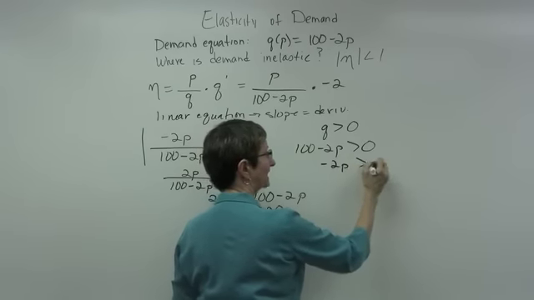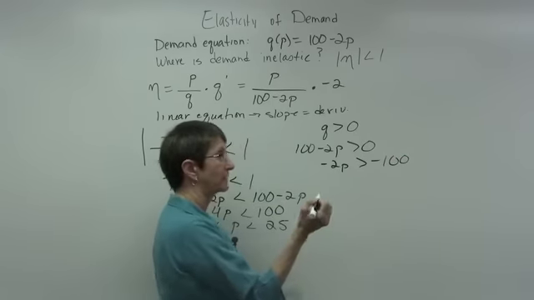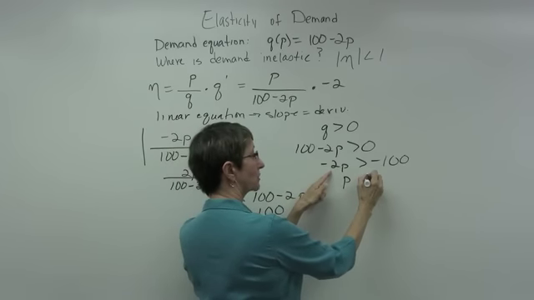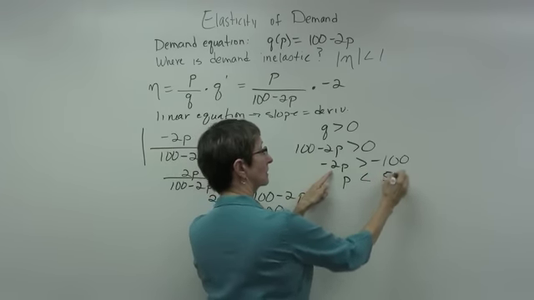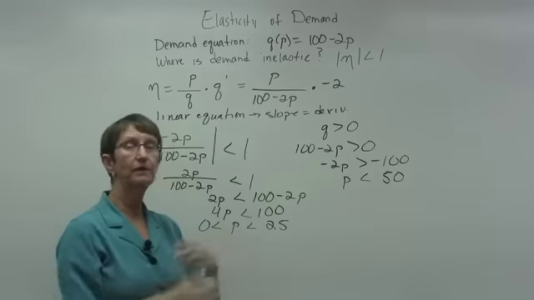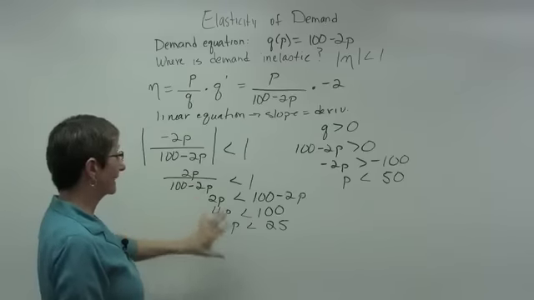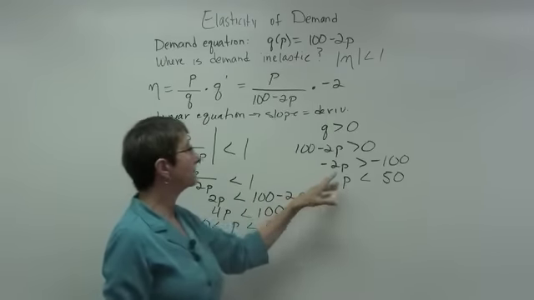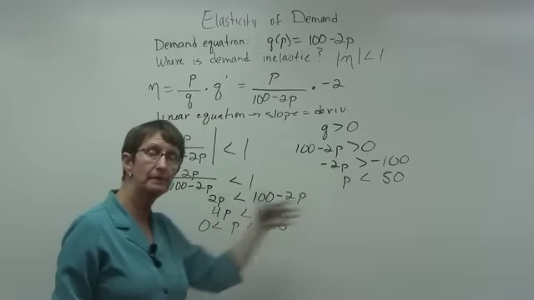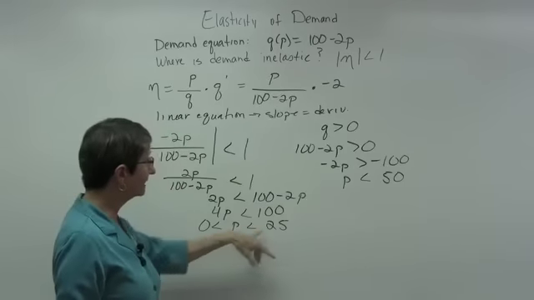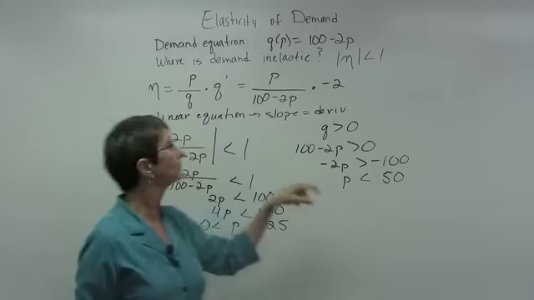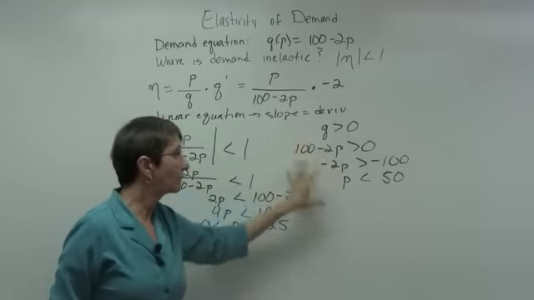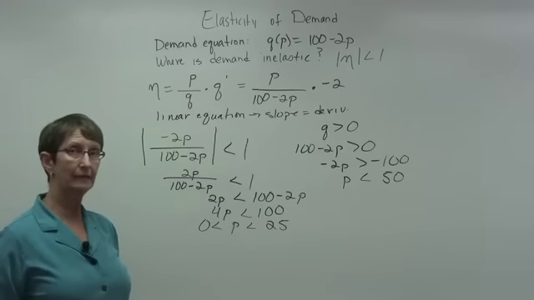-2P is greater than -100. Inequality, if I divide by a negative, it switches the direction. So P has to be less than 50 for Q to be positive. So for inelastic, the prices have to be less than $25, but P itself could be anything up to 50, so that would indicate that perhaps between 25 and 50, demand will be elastic. So that gives us a little bit more information about the other possibilities that we have for elasticity.